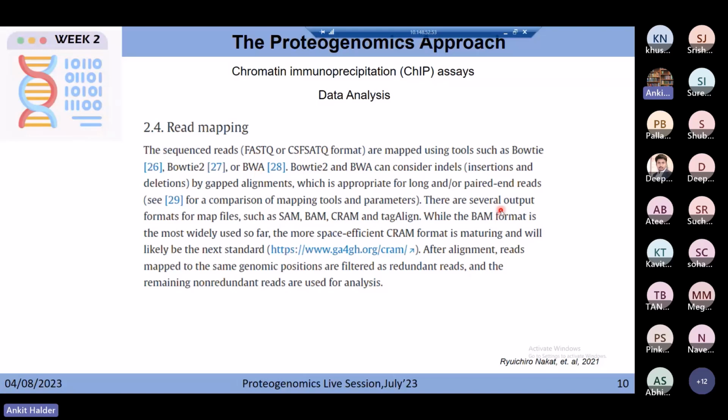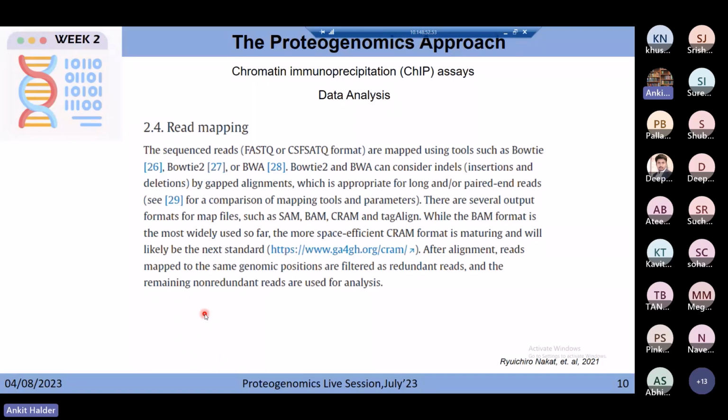Their objective remains different, and here the objective remains different. Here it is done to find out where it is matching, so that one can understand which part of the genomic region it belongs to. Then it gives us the SAM and the BAM files, which are binary alignment map files. After alignment, redundant reads are filtered, and the remaining non-redundant reads are used for analysis. If reads are coming from the same genomic region, those are filtered, and then the rest is used for further analysis.